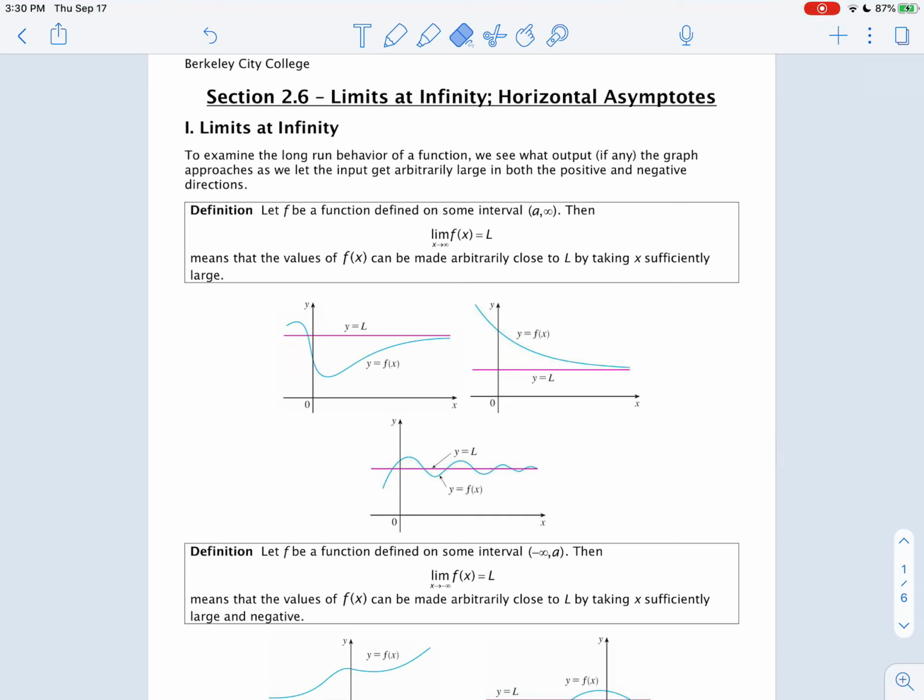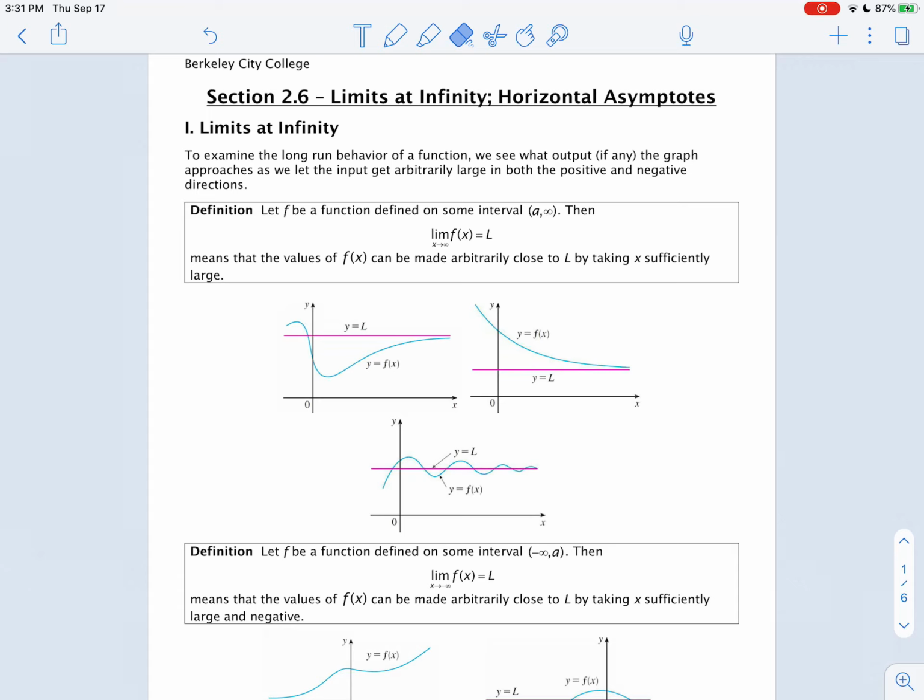When we're looking at limits at infinity, we're looking at as x gets larger and larger, either in the positive direction towards positive infinity, or in the negative direction as x becomes sufficiently large in the negative area.